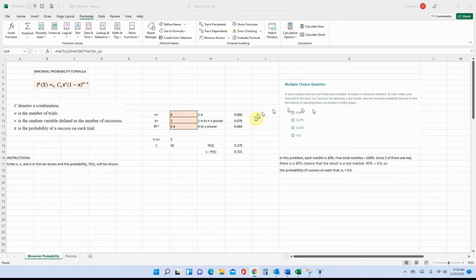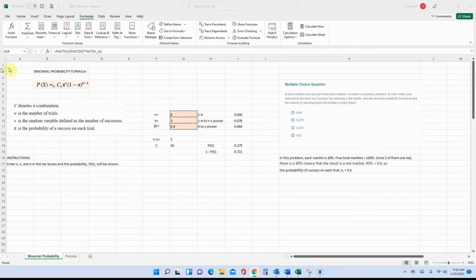So I used the results here. I used a problem from the Smart Book assignment. A bowl contains 2 red and 3 black marbles. Marbles are randomly selected, the color noted, and returned to the bowl. Now that's important because the probability won't change for each draw because we return the marble to the bowl, so we still have 5 marbles each time. Success is getting a red marble.